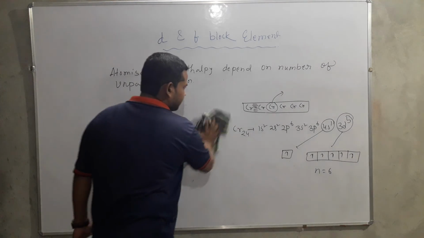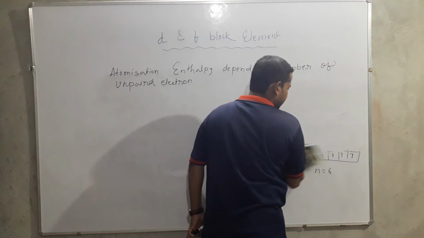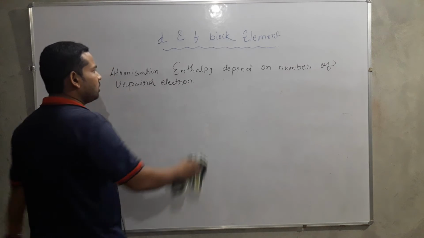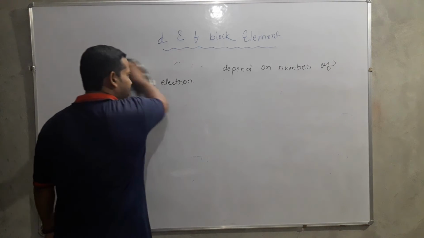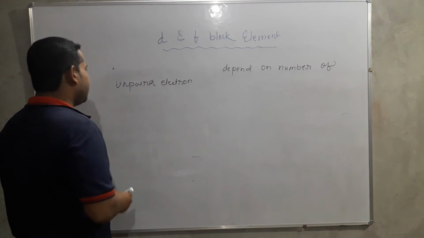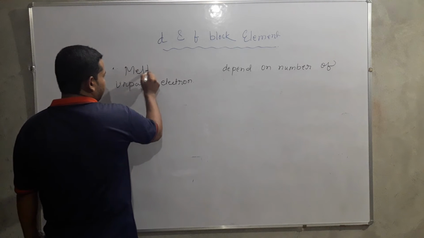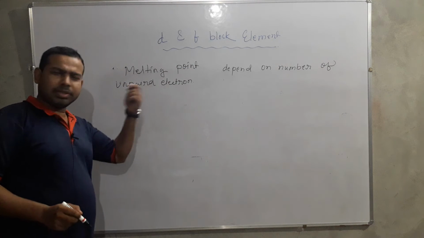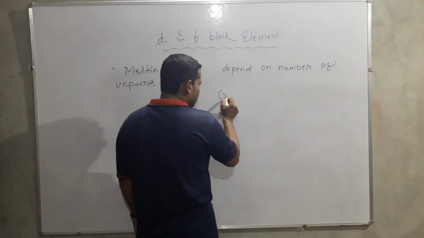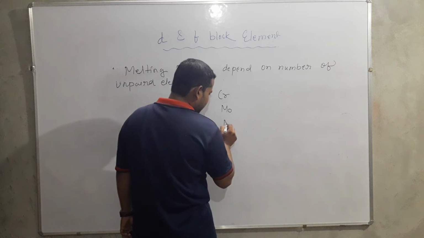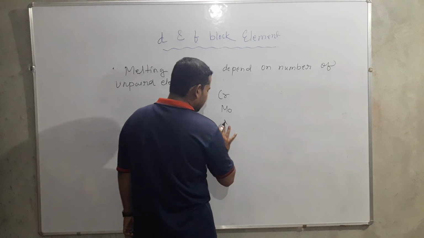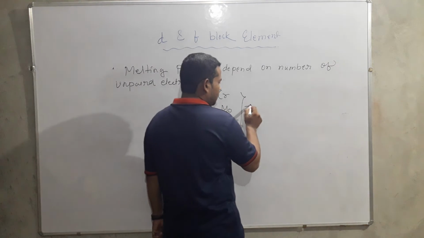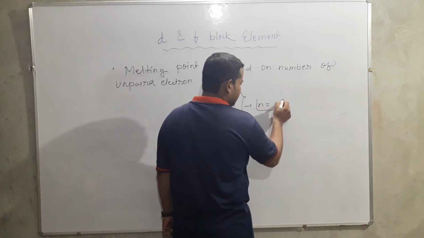Another example, melting point. Atomization enthalpy depends on the number of unpaired electrons, and melting point also depends on the number of unpaired electrons. So chromium, molybdenum, tungsten, this group 6 contains 6 unpaired electrons.